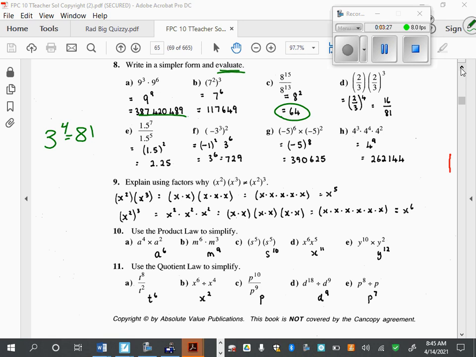Same thing with this one. I like this one. And if you're not sure, just do this anyway, because I'm not going to ever take marks off if you put 64. And it takes an extra 5 seconds.